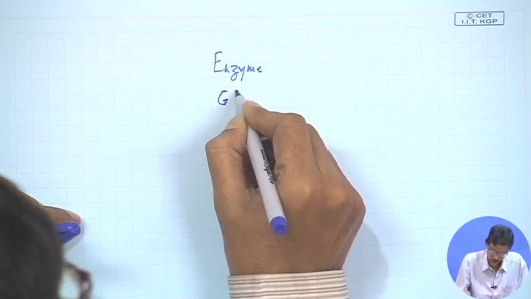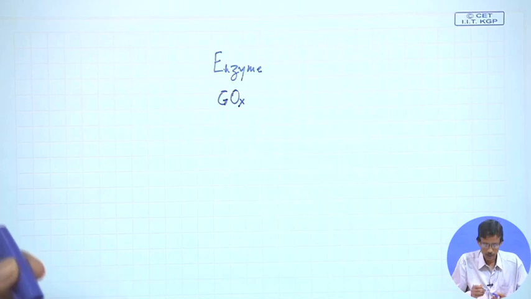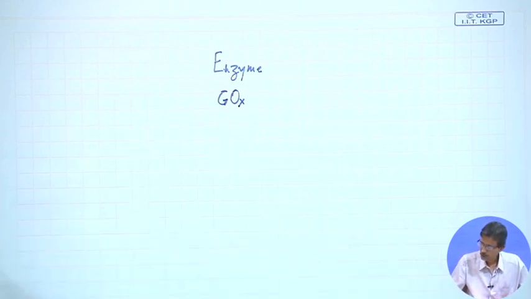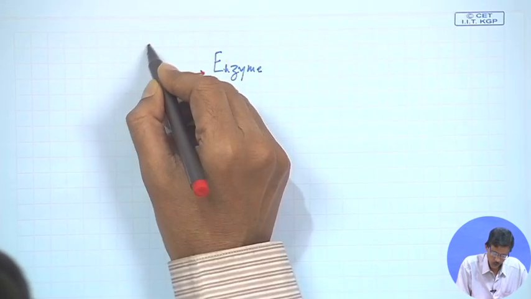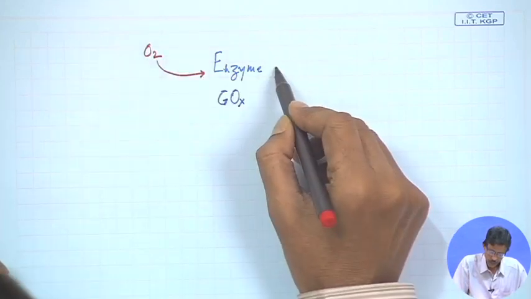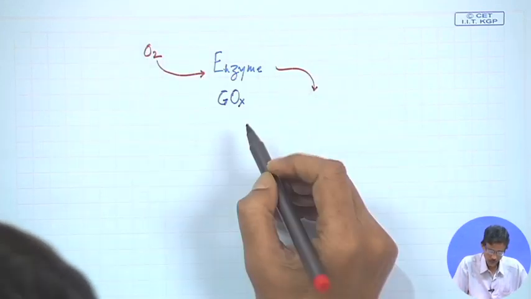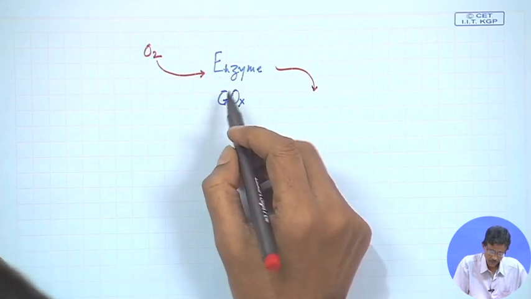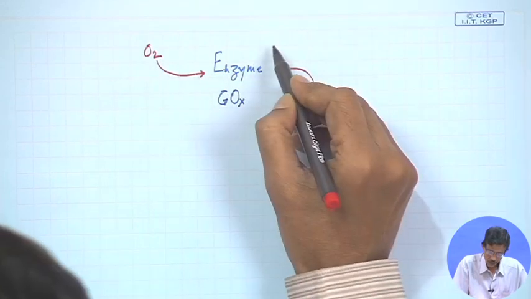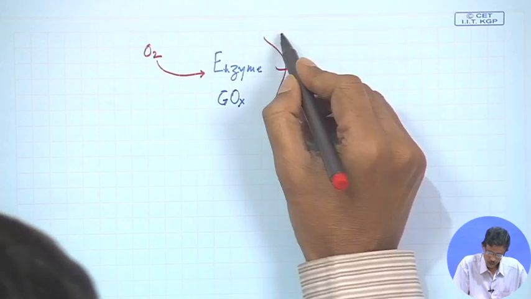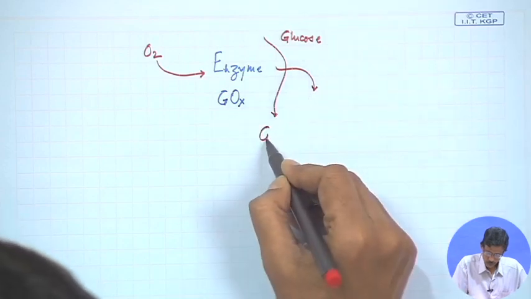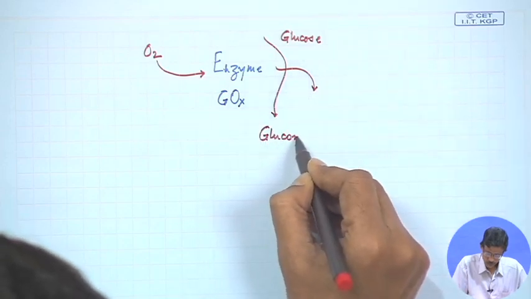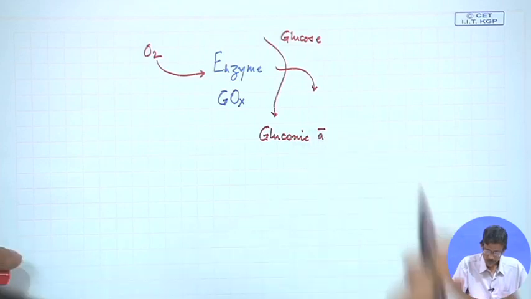is your GOX, the glucose oxidase enzyme. So, this enzyme GOX is there, and we are looking for your O2. So, O2 is there, and you have the glucose molecule forming to gluconic acid.